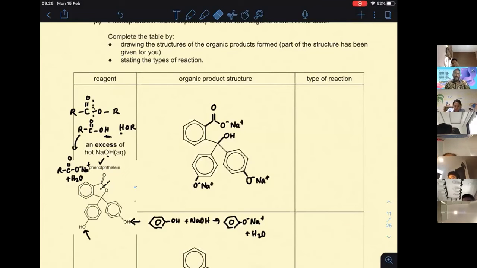So what type of reaction is this? This is going to be a hydrolysis reaction.